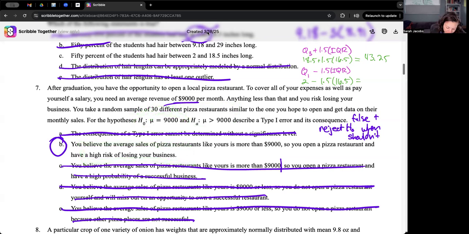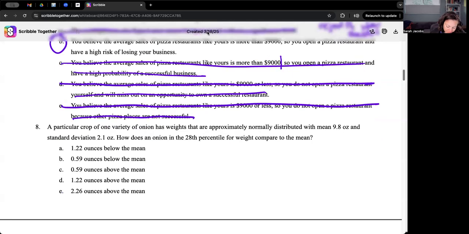Okay, onward. I think a lot of people were really close on this one based on the conversations today. A particular crop of one variety of onion has weights that are approximately normally distributed with mean 9.8 ounces and standard deviation 2.1 ounces. How does an onion in the 28th percentile for weight compare to the mean? Okay.